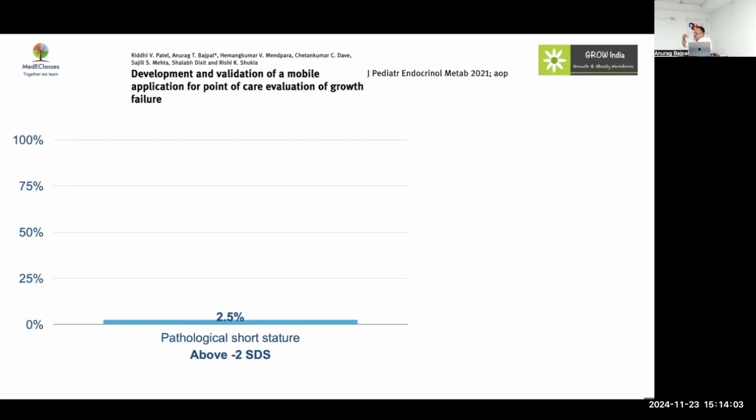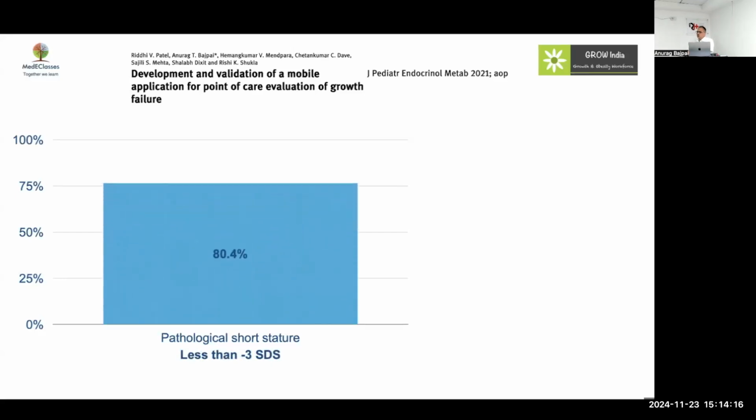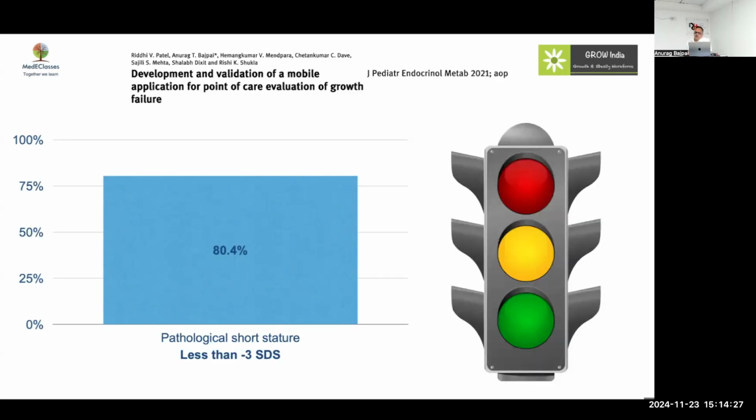To answer the first question, we tried to use pathological prevalence as a marker of what should be the criteria for short stature. What we found is that as the height standard deviation score goes down from -2 to -3, the chances of pathology increase from 2.5% to 42% to 80.5%. So anybody who is less than -3 standard deviation has a red flag sign and needs immediate evaluation.